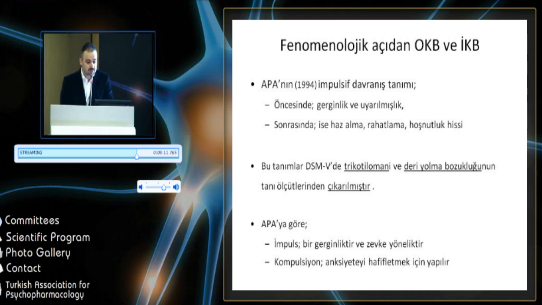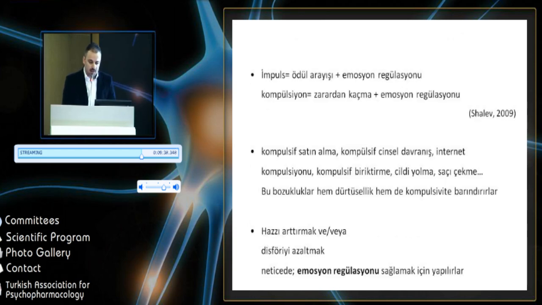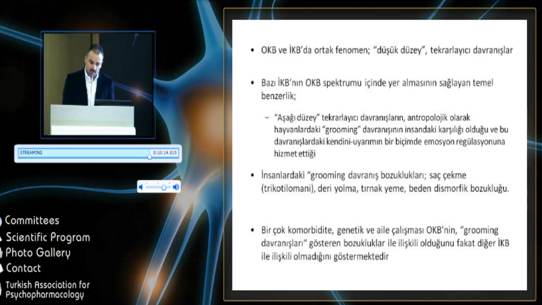Now let's talk about phenomenology. APA, in their impulsive behavior description, before the behavior there was anxiety and arousal, whereas after the behavior there is pleasure and a sense of being content. For trichotillomania, this was taken out of context in DSM-5. According to APA, impulsive is towards seeking pleasure. And again, yet another theory that was devised recently says that both impulses and compulsions are actually about emotion regulation, both seeking of the reward and avoiding of damage is about emotion regulation. Compulsivity and impulsivity is inherent in these acts, and both of these behaviors are done to achieve emotional regulation, it is postulated.